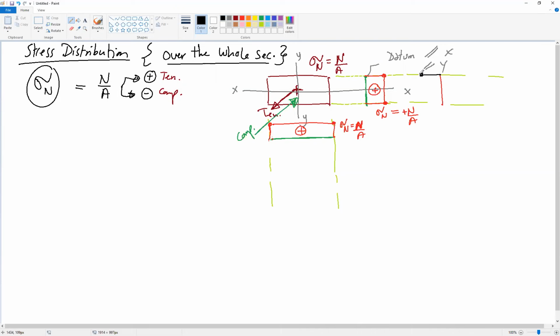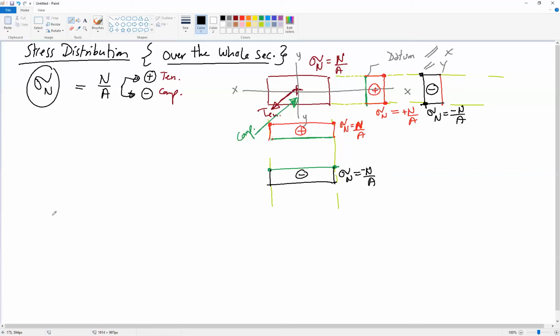This stress will be in this direction because it is compression, negative, and sigma n equals negative N by A. If you want to draw it on this side, this is our datum, and this is the stress, negative, sigma n equals N by A, and we put a negative sign. Okay, so this is the stress distribution for the normal force case.